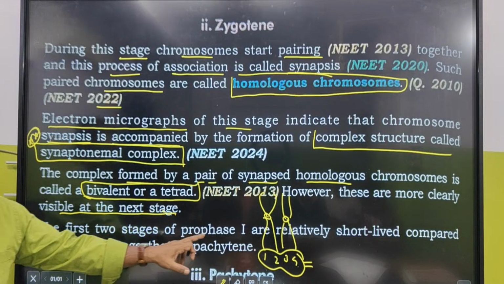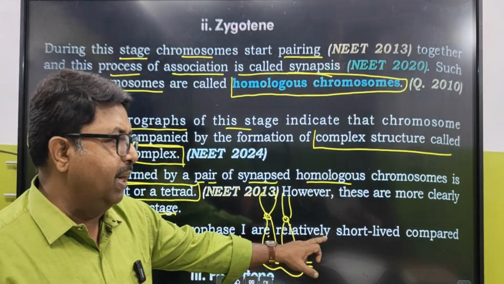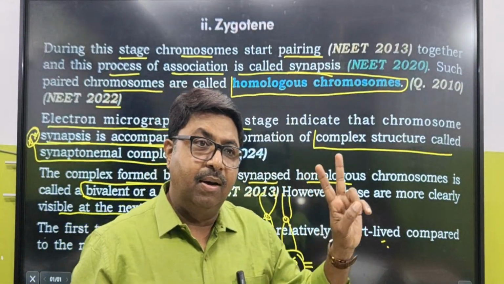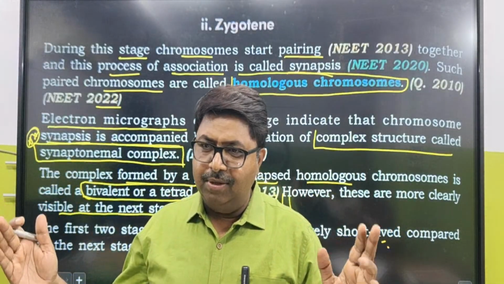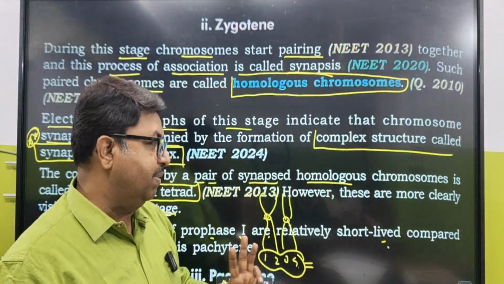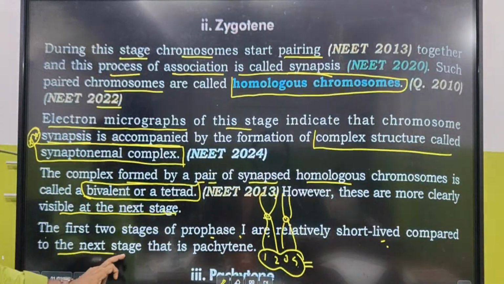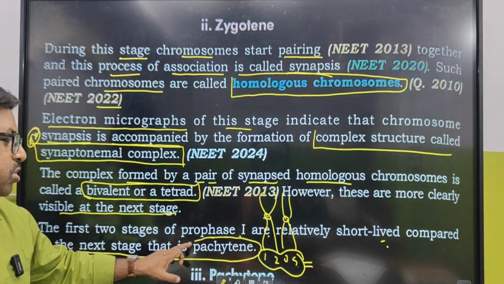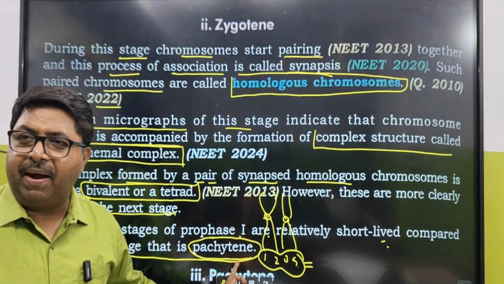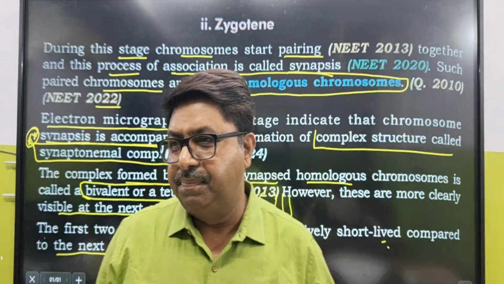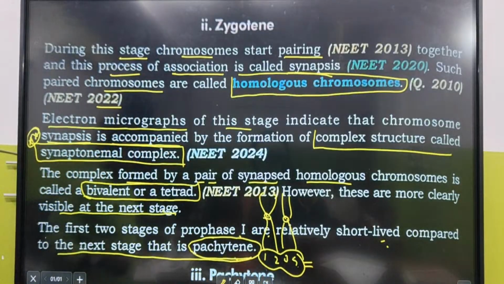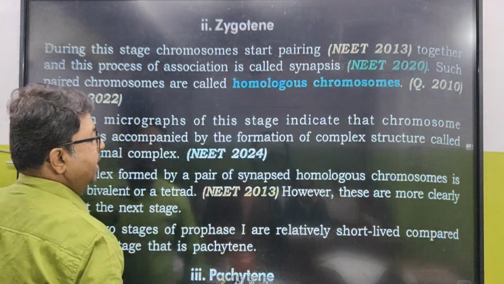The first 2 stages of prophase I are relatively short-lived. Which one? Leptotene and zygotene. Short-lived. As a whole, it is a longer one. The first 2 are short-lived, but compared to them, the next stage, that is pachytene, is the most important step. Because what happens in pachytene? Tell me a single word. Crossing over, or recombination. Recombination takes place.